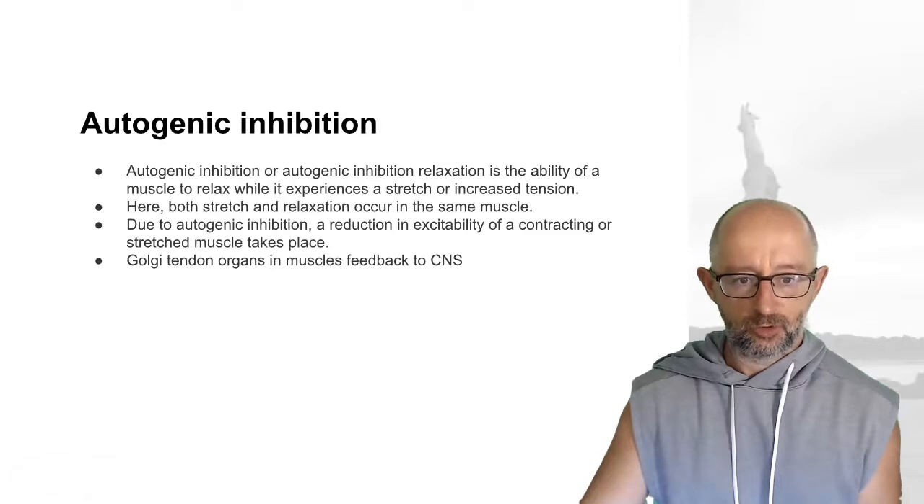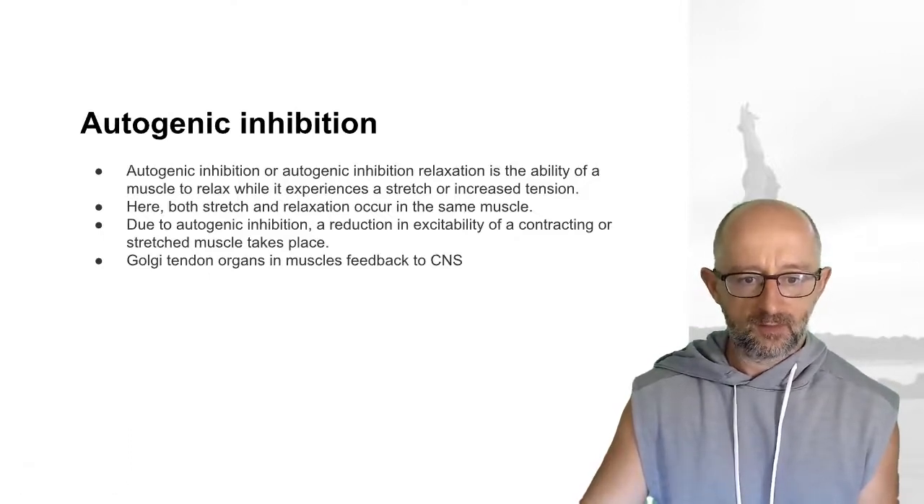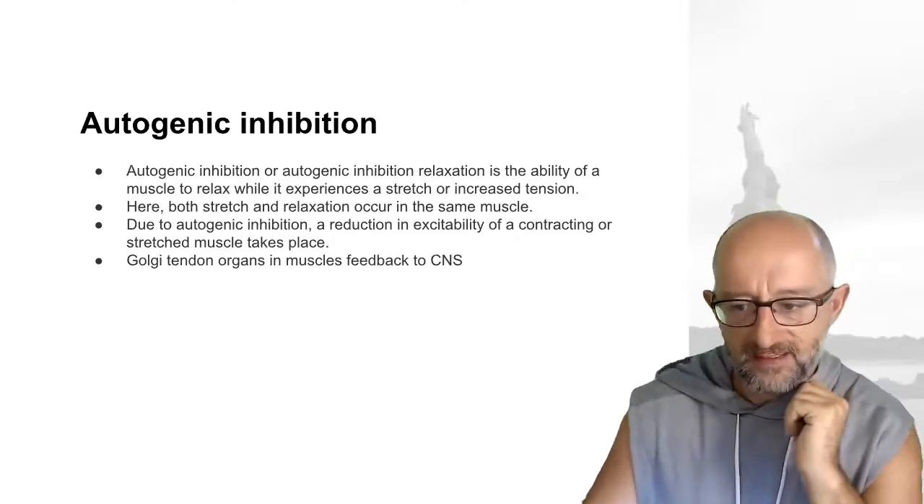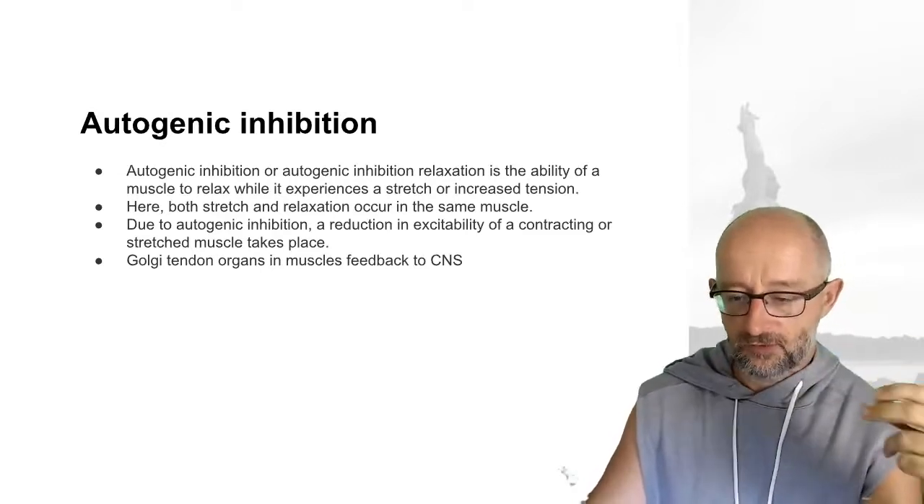Due to the autogenic inhibition, a reduction in the excitability of a contracting or stretched muscle takes place. The Golgi tendon organ in muscles feeds back to the central nervous system, so the spinal cord. So let's break down some of the terms here. So autogenic, so automatic. So this is happening automatically.